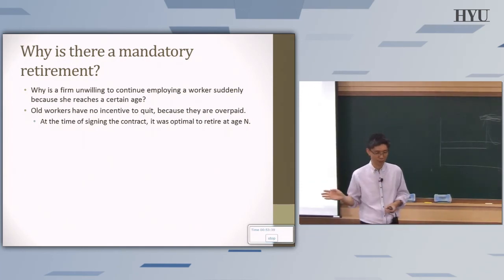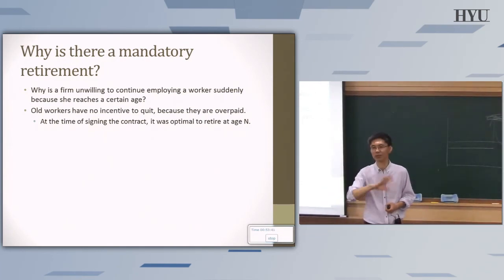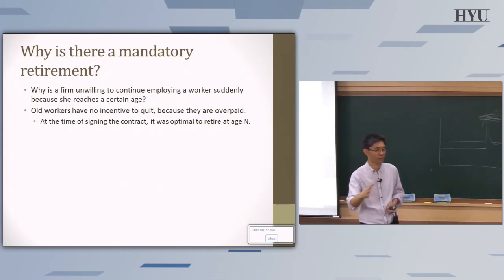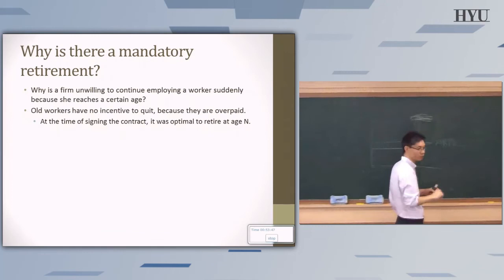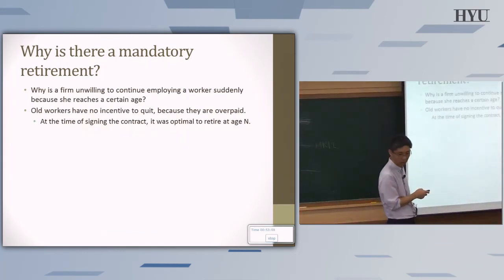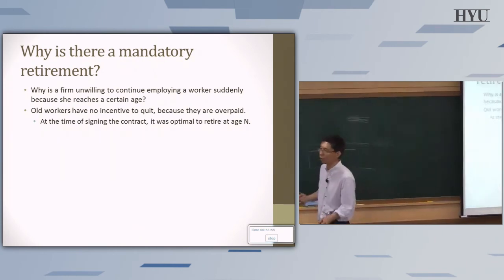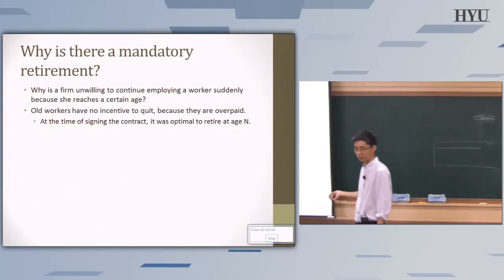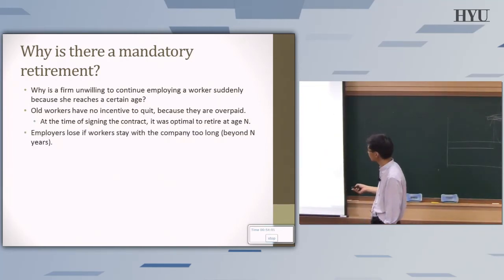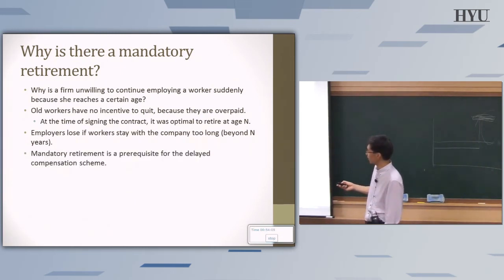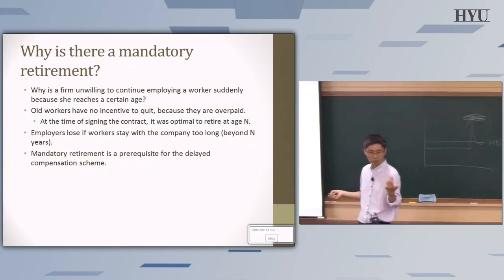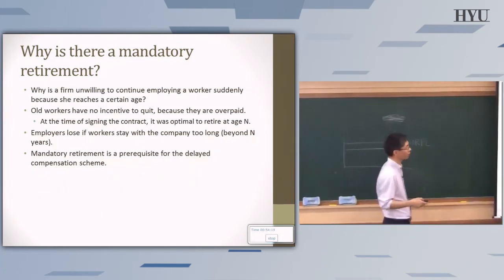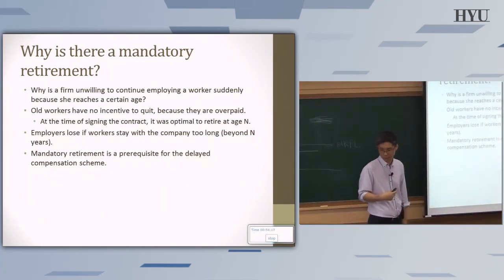So at the signing of the contract, while you are young, the mandatory retirement age should be set while you are young, when you sign the contract. So you cannot change the retirement age later. Okay. So usually the mandatory retirement age is known when you enter the company. So I just talked about employers losing if workers stay with the company too long. So mandatory retirement age is a prerequisite for the delayed compensation scheme. So mandatory retirement age should exist for the delayed compensation scheme to work.